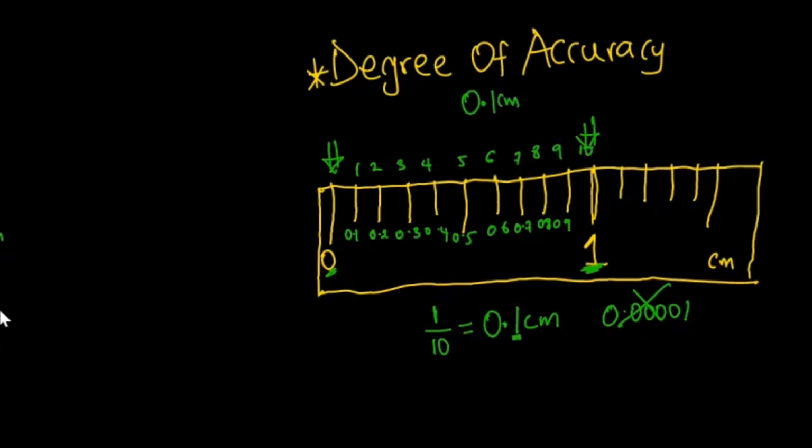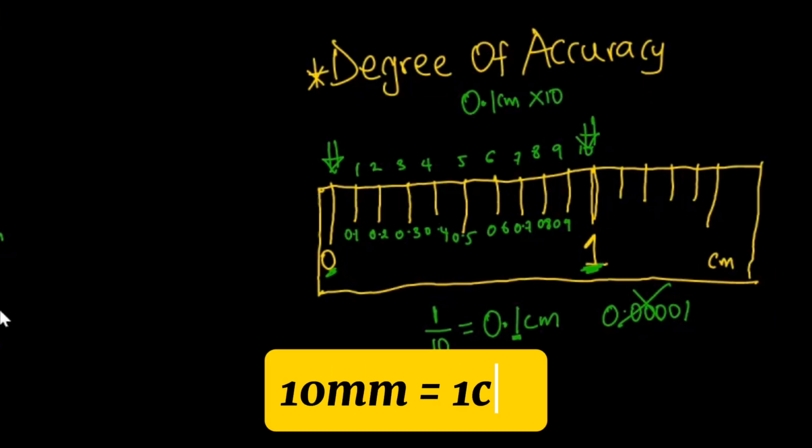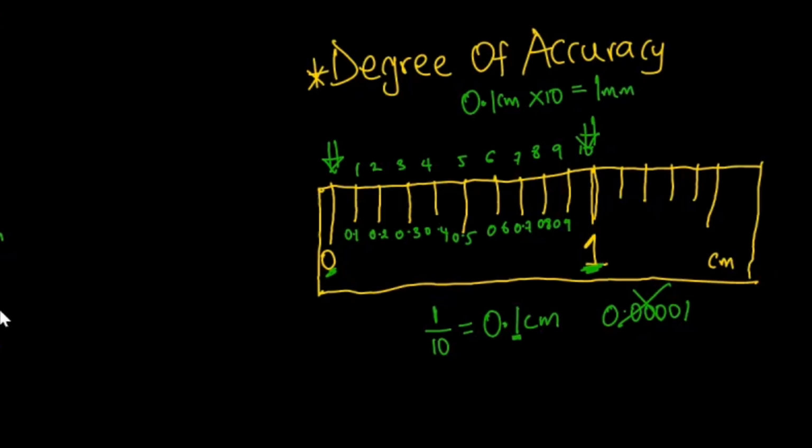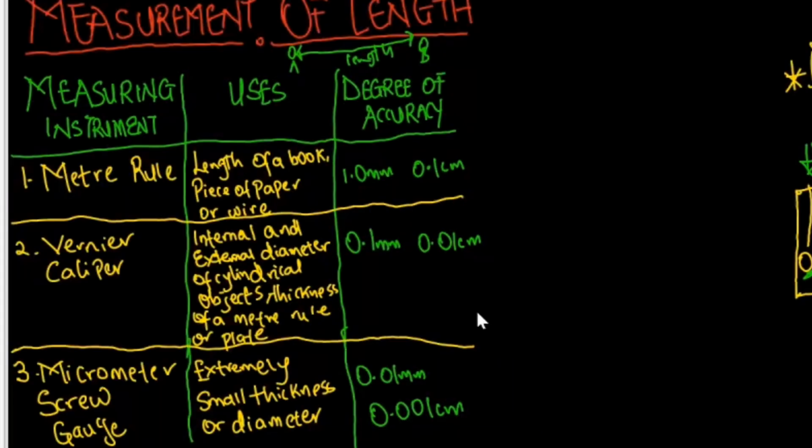When you convert cm to millimeter, you simply multiply by 10 because 10 millimeter is equal to 1 centimeter, and that will give us 1 mm. So hence, coming back, degree of accuracy of a meter rule is 1 millimeter or 0.1 centimeter.